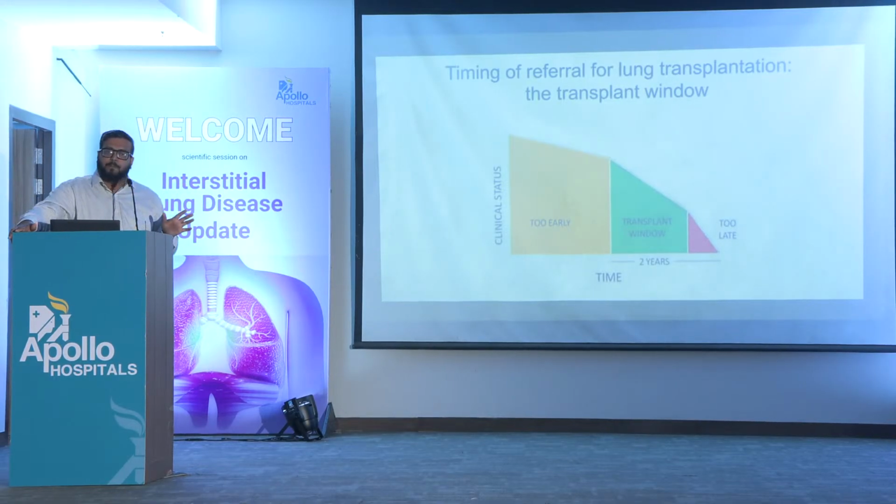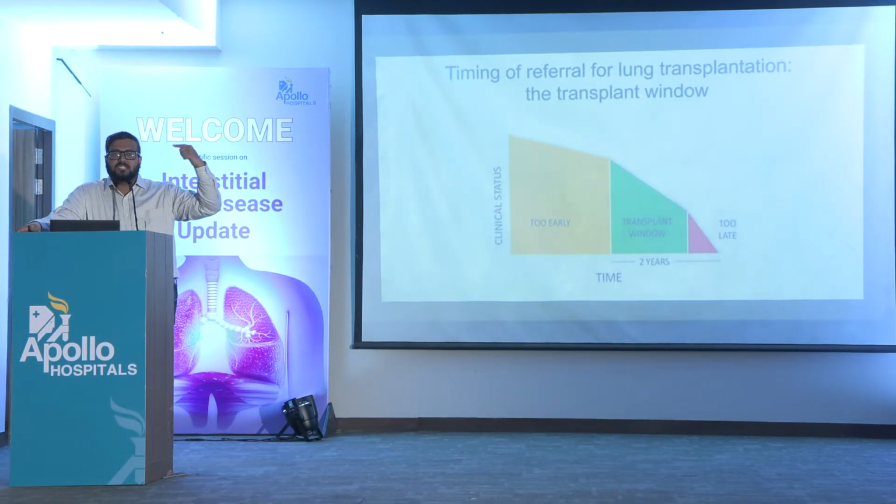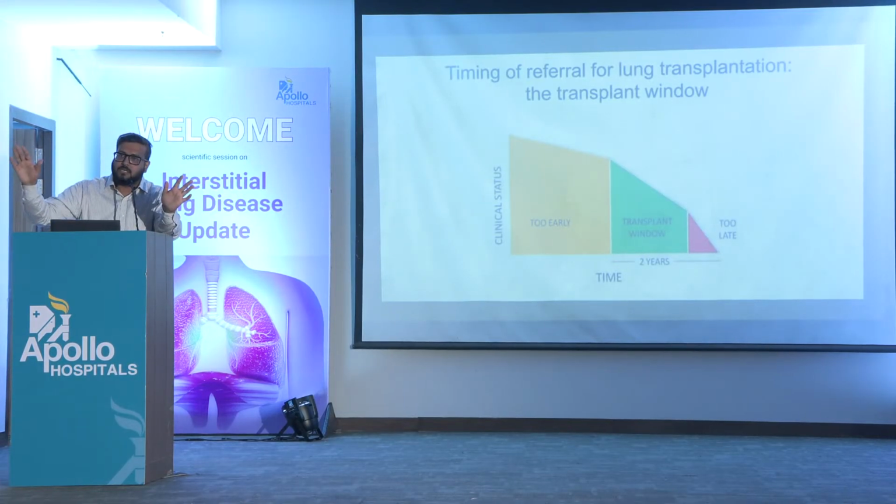If you see the yellow part, it mentions too early, which means the patient is quite decent. 6-minute walk distance is preserved. Lung functions are okay. The patient has not reached such an oxygen requirement that he needs a transplantation. So it's in the yellow zone. On the contrary, if you go to the red zone, it means your patient has already bypassed the window.